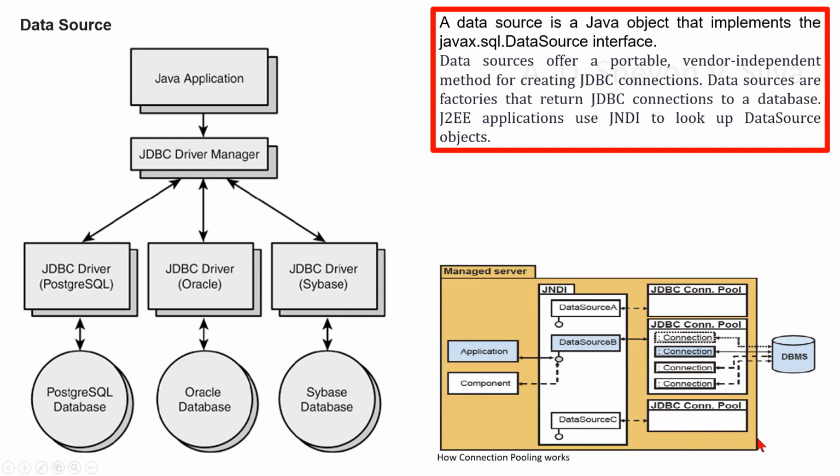And what is connection pooling? A connection pool is a group of ready-to-use database connections associated with a data source. Connection pools are created at, for example, Oracle WebLogic Server startup, etc. And here is how connection pooling works.